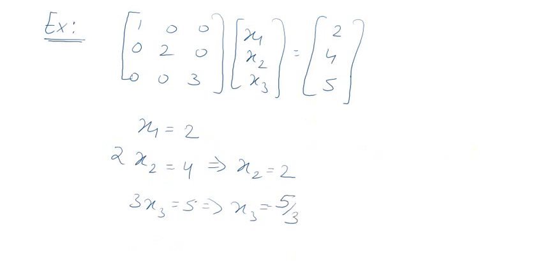There are both ways you can go. You can start from the top, or you can start from the bottom as well. Whether you go with forward substitution or backward substitution, both are the same. So this is one example for diagonal structure.